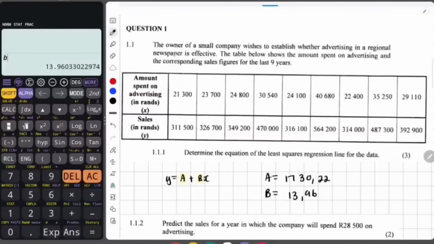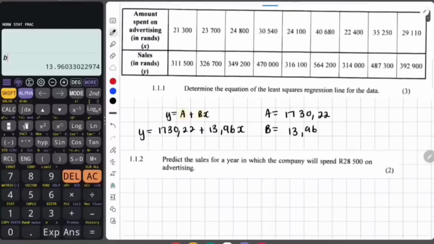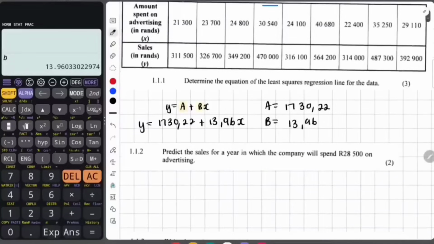So if you go for number 2, you see that B is actually just equal to 13.96. Okay, so now as an equation, this is just y is equal to the A value, which is 1730.22, and then plus, this is positive, so we can say plus 13.96 x. And there we go. So that's the equation of our least squares regression line.